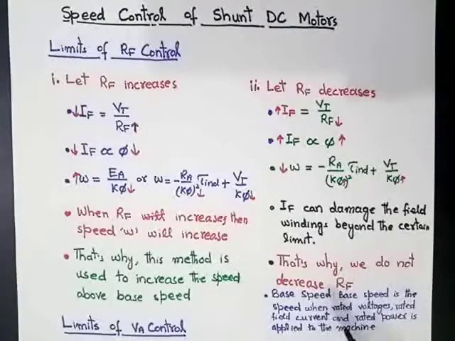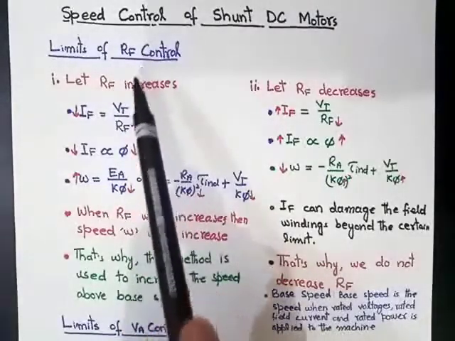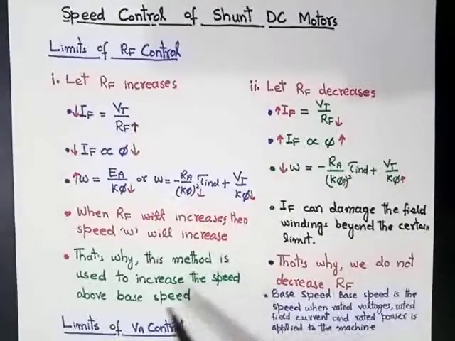Base speed is the speed when rated voltage, rated field current and rated power are applied to the machine. When the rated voltage, rated field current and rated power are applied to the machine, then the speed of the DC shunt motor is called the rated speed or base speed. This method of speed control, that is by changing the field resistance, is normally used to increase the speed above the base speed or above the rated speed.